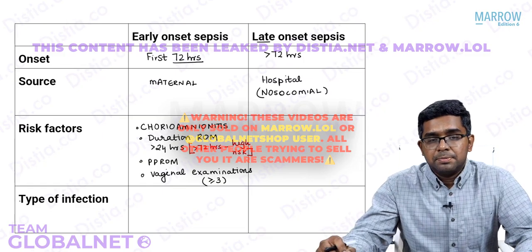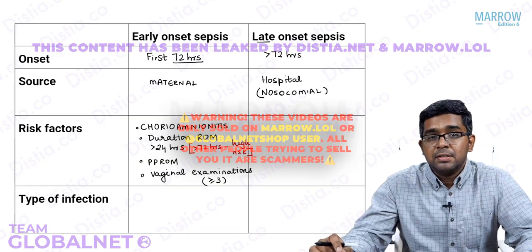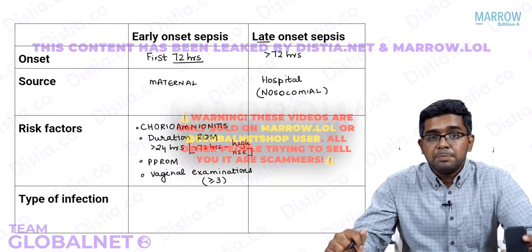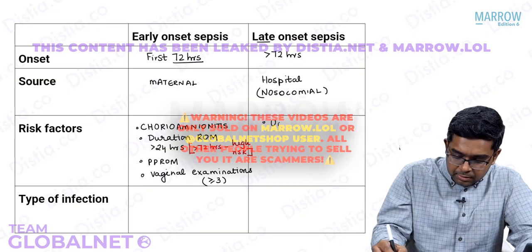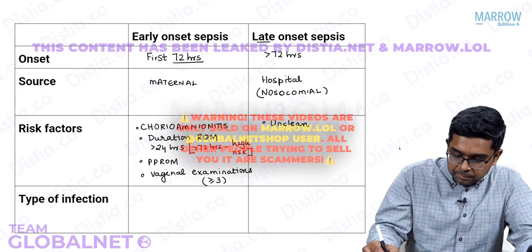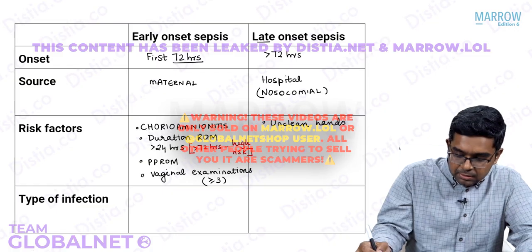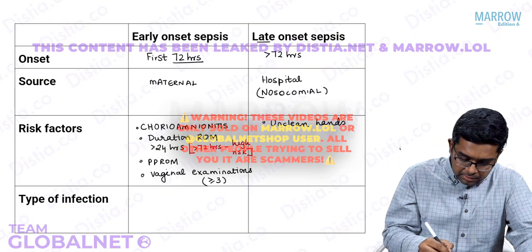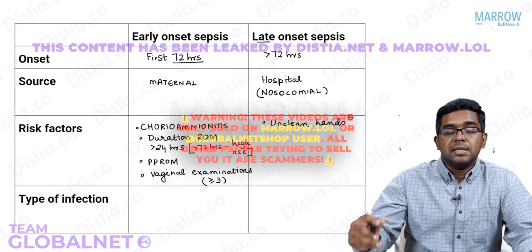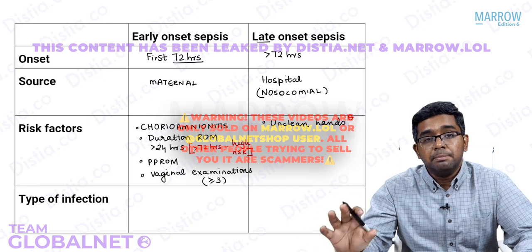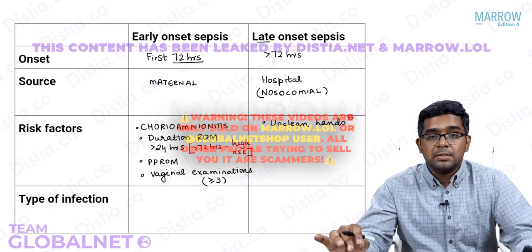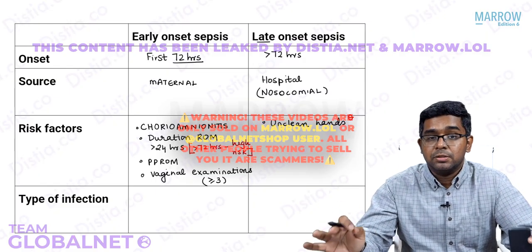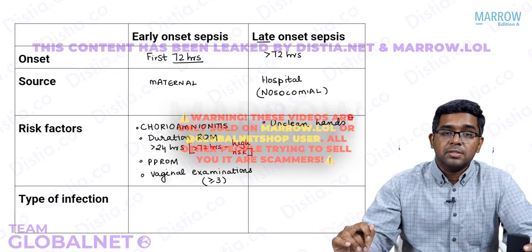What about late onset sepsis? The most important risk factor is not maintaining aseptic precautions in the hospital environment, especially the unclean hands of the health personnel. Unclean hands of the health personnel is the most important contributing risk factor, and this has even been asked as an exam question. They asked like this: which of the following is the most important preventive measure in late onset sepsis? It is maintaining strict hygiene, especially maintaining strict hand hygiene. That's a way of preventing late onset infection.